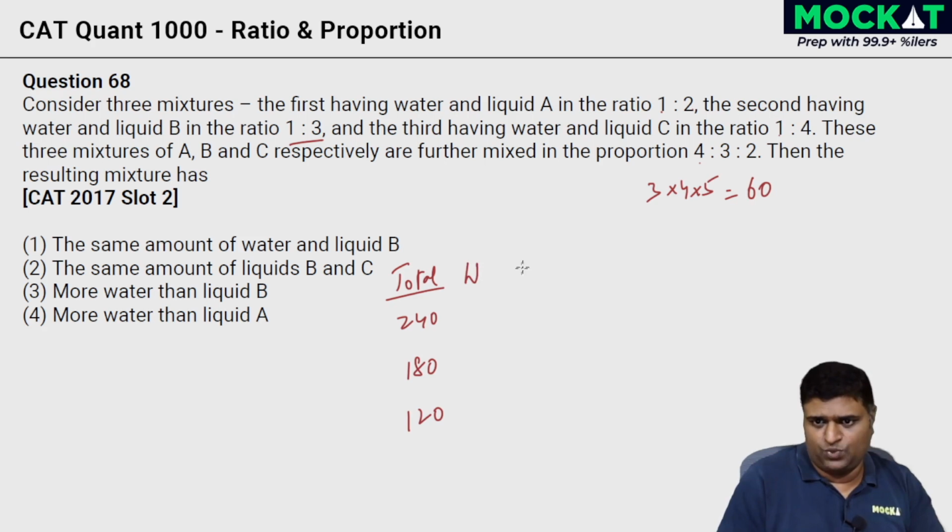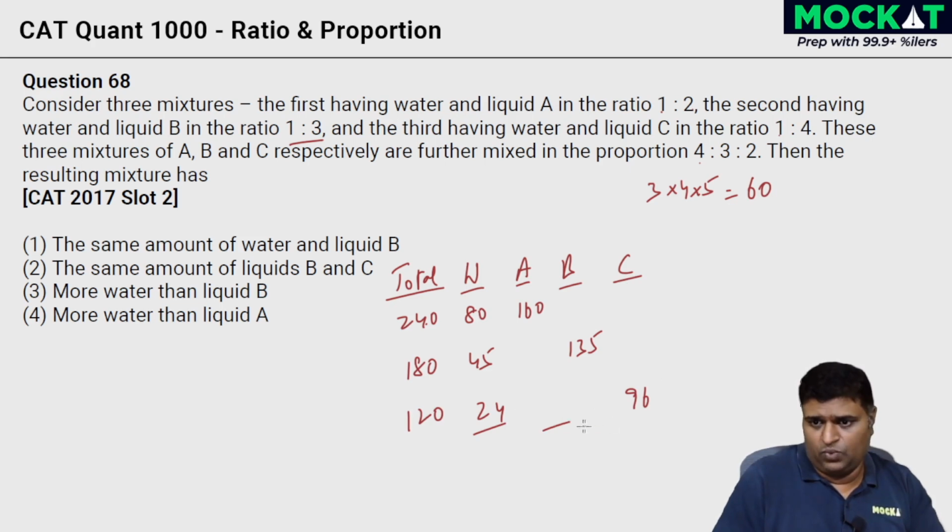The first mixture is water and liquid A, right? And what ratio is that? 1 is to 2. How do I split it as 1 is to 2? 80 and 160, right? 1/3 is 80, the rest is here. Next is water and B in the ratio 1 is to 3. 1:3, total of 4 parts. 1/4 is 45. The remaining 135 is going to go here. And the third one, 1:4 ratio for this. 1/5, right? Total of 5 parts. 1/5 is 24 over here. The remaining is liquid C, which is 96.